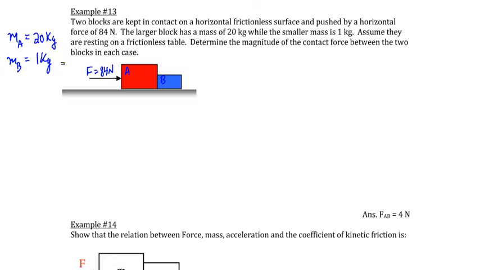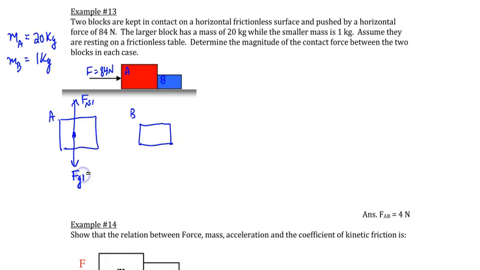And to find the contact force, we really need to treat each of these bodies separately. So, first step, draw a free body diagram. So let's do that. Okay, on block A, we have a normal force, we can call that Fn1, and we have a force of gravity, Fg1, which is equal to m1 times g.